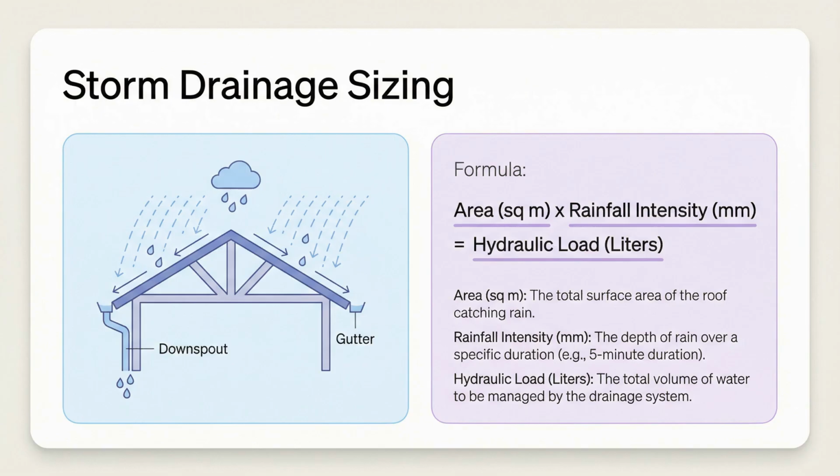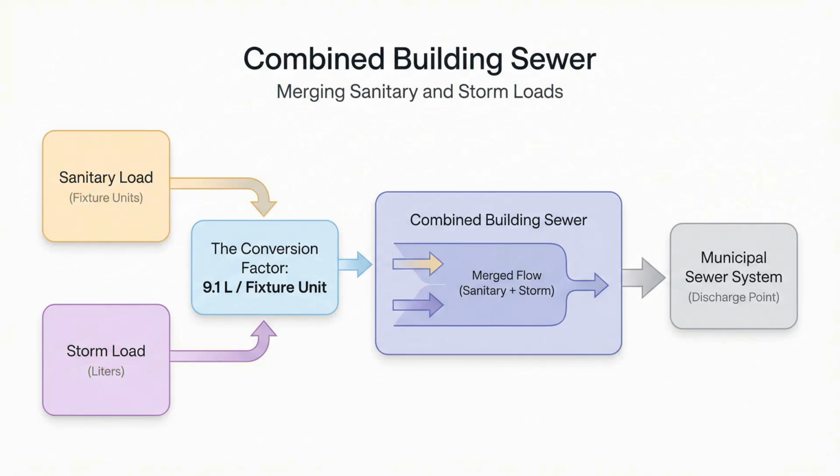Now, the final boss level, combined sewers. This is where sanitary and stormwater mix. To size this pipe, you have to convert everything into liters. For the sanitary part, if the load is over 260 fixture units, you multiply by 9.1 to get liters. Then you add that to your stormwater liters. It's a bit of math gymnastics, but it ensures the pipe can handle the worst-case scenario.